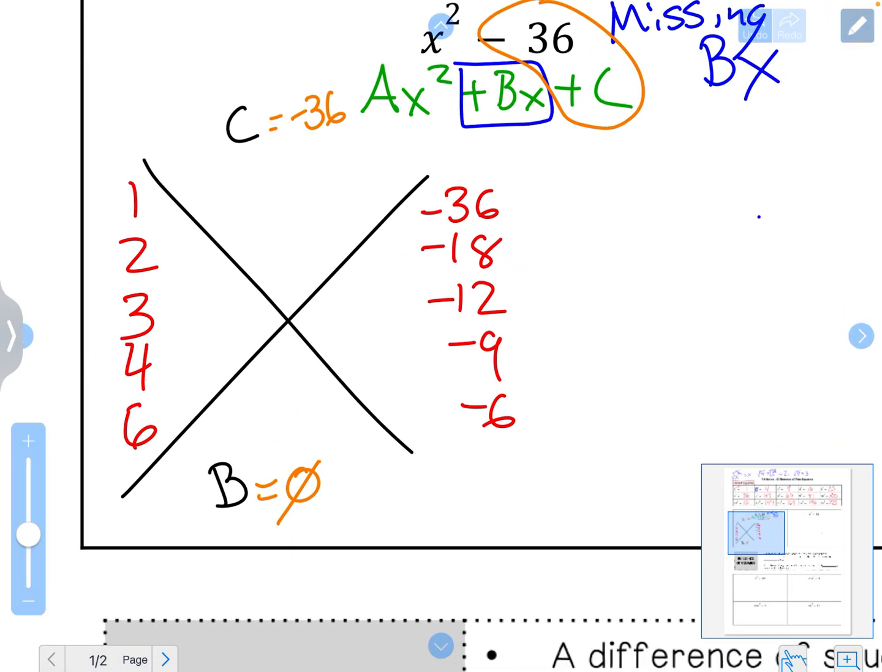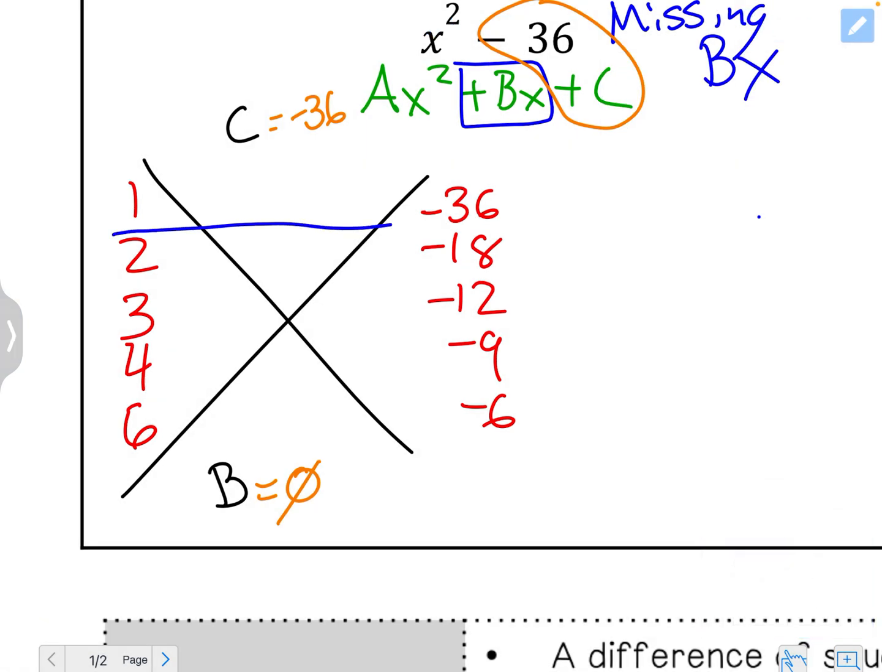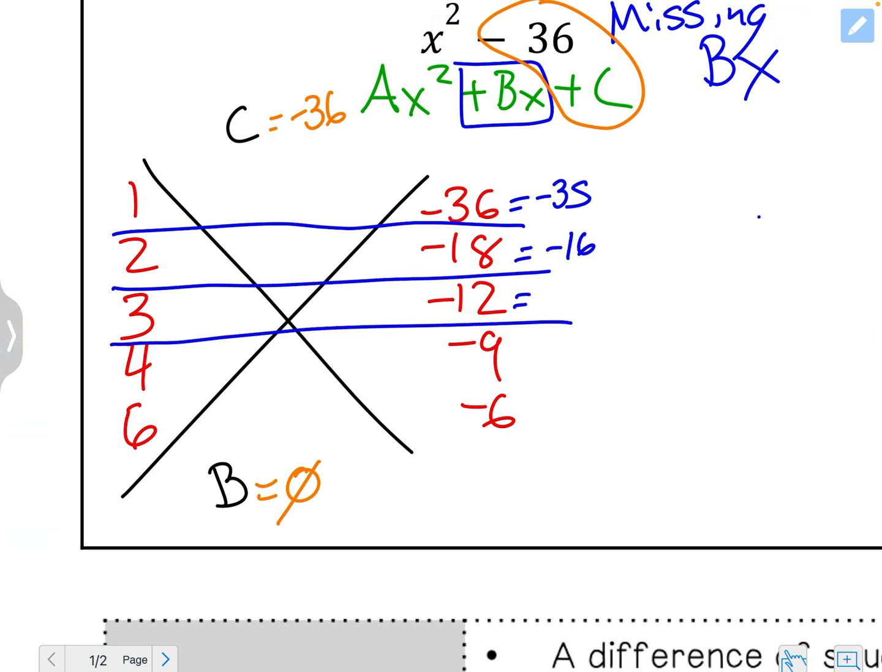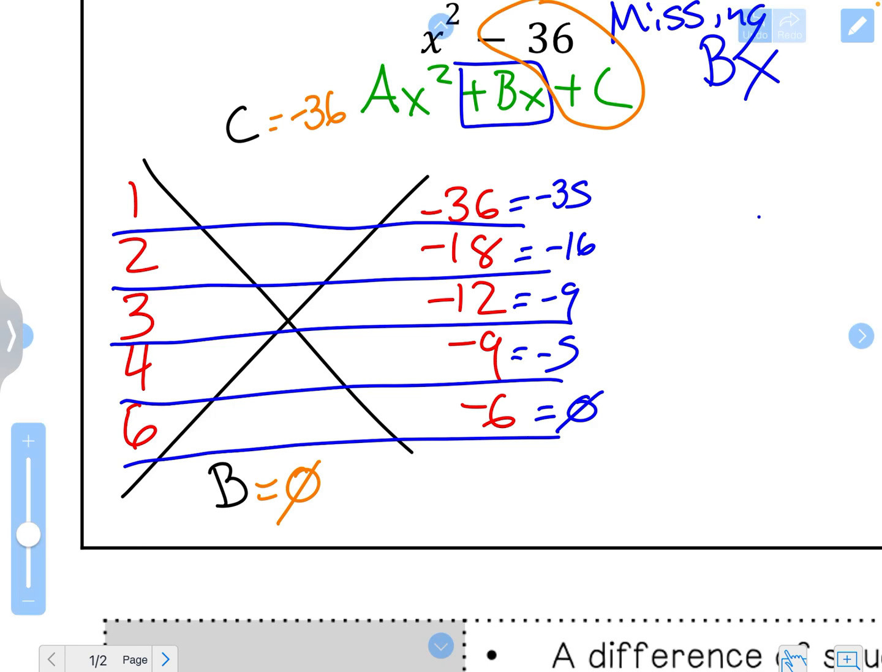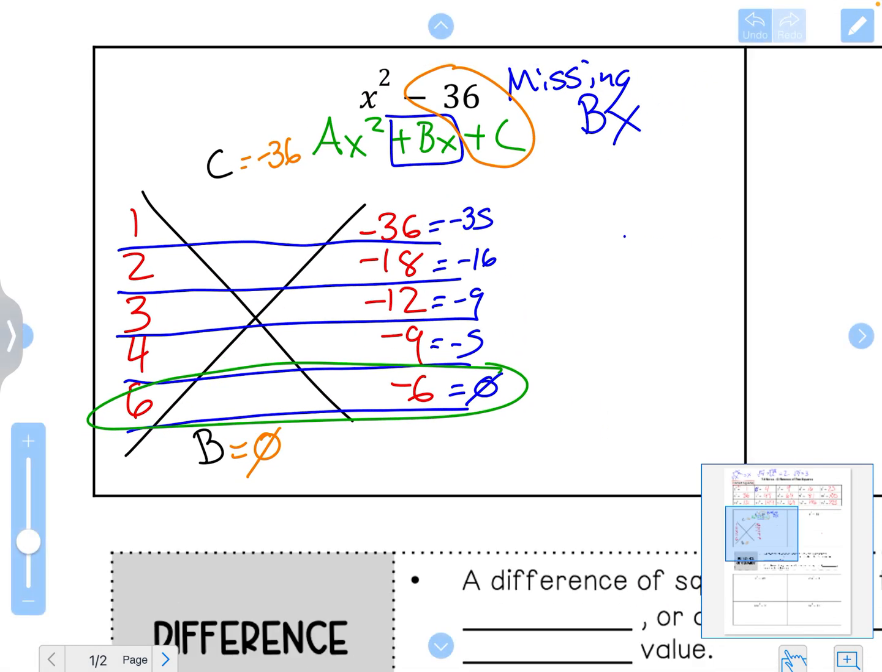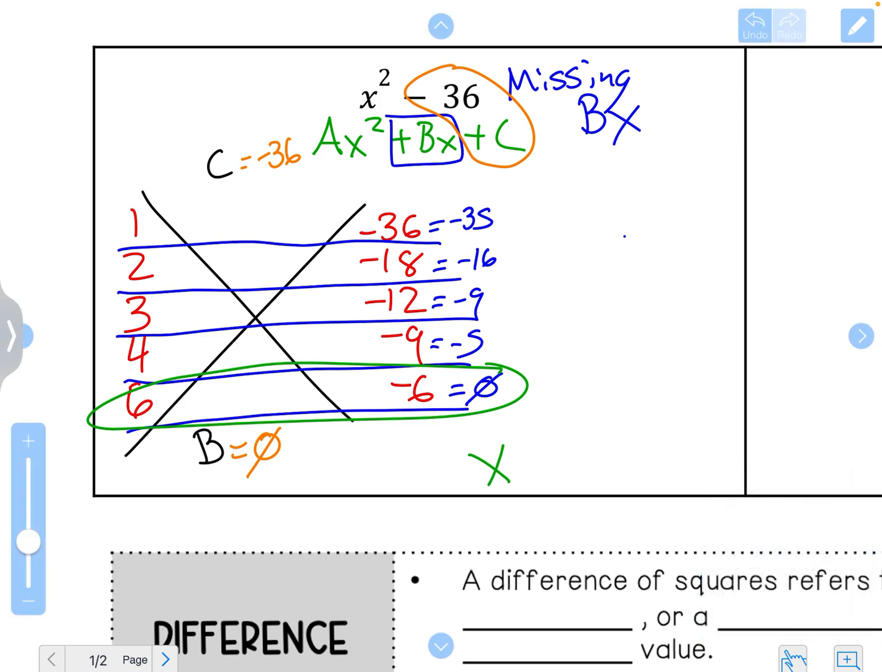So now we're going to add them together like we've been doing this whole time. So 1 minus 36 is negative 35. 2 and negative 18 is negative 16. 3 and negative 12 is negative 9. 4 and negative 9 is negative 5, and then 6 minus 6 is 0. So our winning combination is our 6 and negative 6, and so our answer is x plus 6, x minus 6.